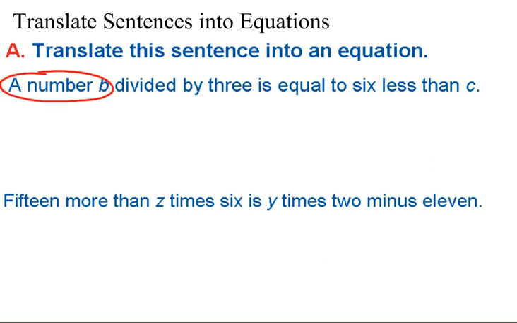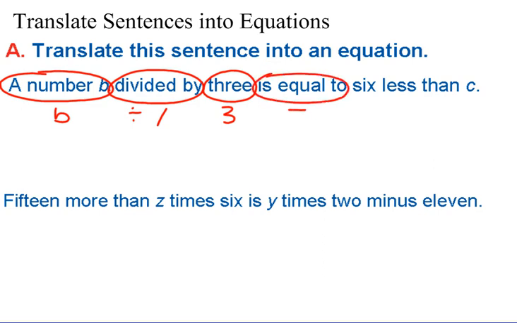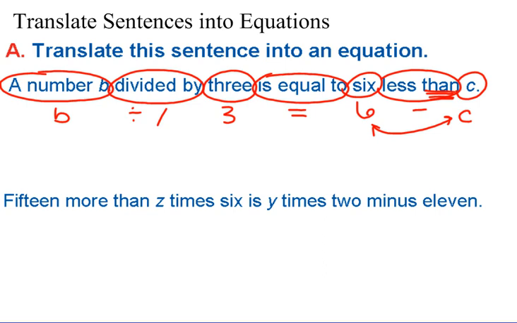So first we have a number b, divided by, that can either be a division sign or a fraction. 3 is equal to, that's going to be your equal sign. 6 less than is a subtraction. The problem is when we have this little word than here, that means we're going to reverse the order. So here we have a c. It's not going to be written 6 minus c in the end. It's going to be written as c minus 6, so it kind of switches.